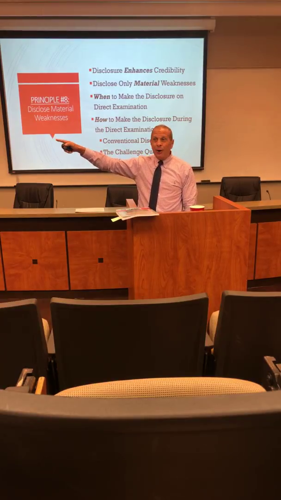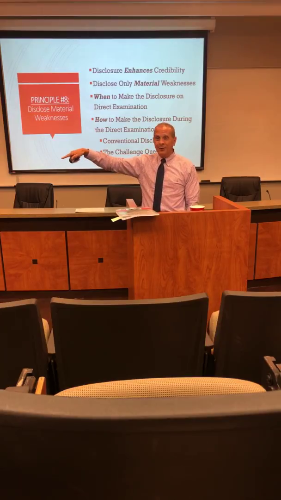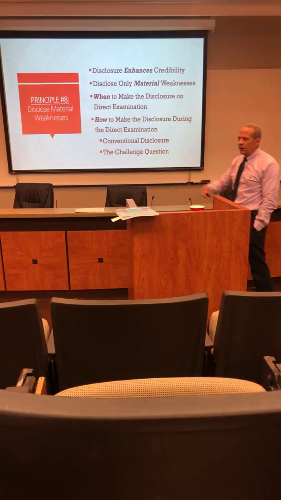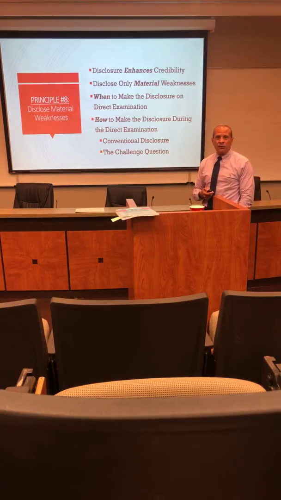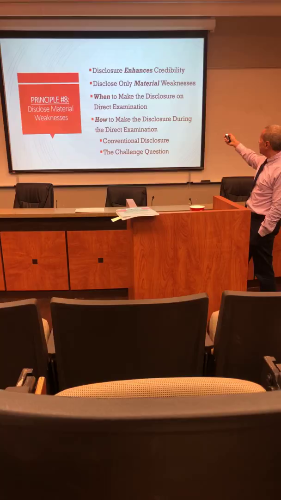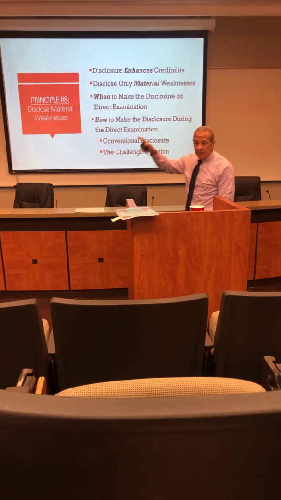So if you're not sure the other side is going to bring it up, don't go disclosing the weakness, right? But you have a pretty good idea, through discovery and the kind of questions they're asking of your witnesses, as to what they intend to pounce on in terms of the weaknesses of your case. And there are some rather obvious weaknesses on each side of the case here. So only material weaknesses. When to make the disclosure on direct examination?